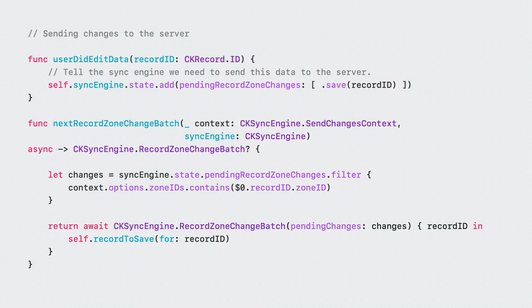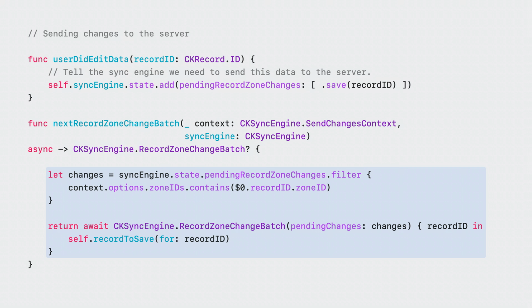Here's an example of sending changes to the server. This application edits data and wants to sync new record changes. To do this, you'll tell the Sync Engine that you need to save that record by adding a pending record zone change to the Sync Engine state. When the Sync Engine is ready to sync the record, it will call the delegate method nextRecordZoneChangeBatch. Here, you'll return the next batch of changes to send to the server.